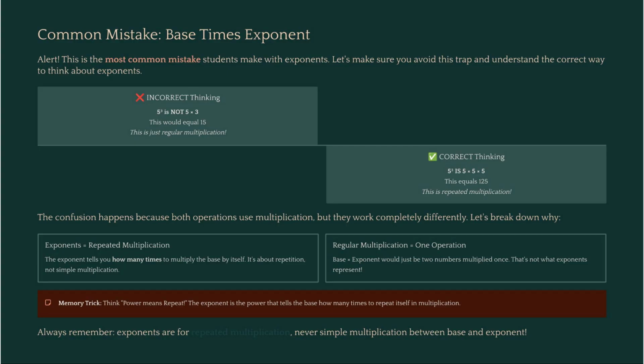This is the number one mistake students make with exponents, so listen closely. An exponent does not mean you multiply the base by the exponent. For example, 5 to the power of 3 does not mean 5 times 3, which is 15. That is incorrect. Instead, remember the exponent is a counter for how many times the base is used in multiplication. The correct way is 5 times 5 times 5, which equals 125. Always expand the expression in your head or on paper to make sure you're doing repeated multiplication.